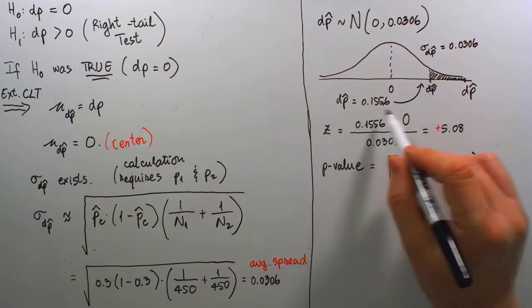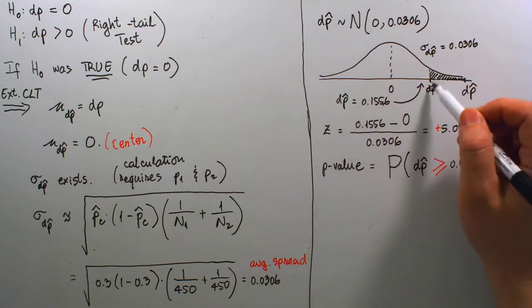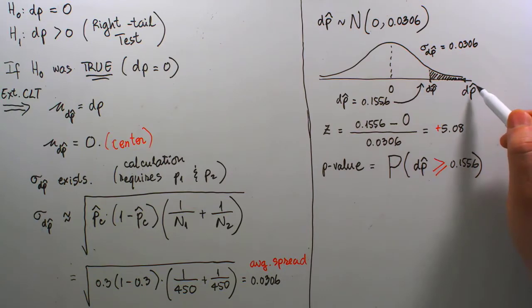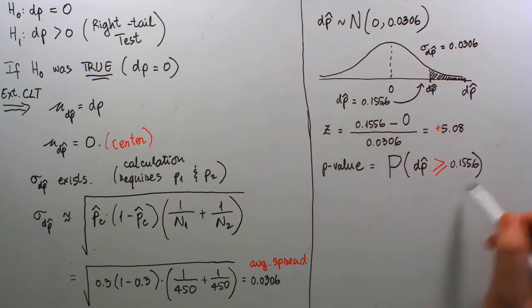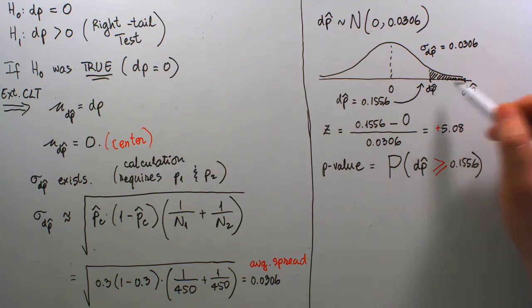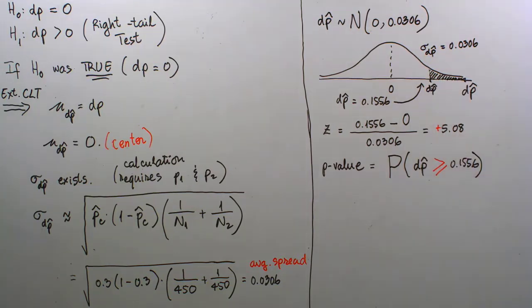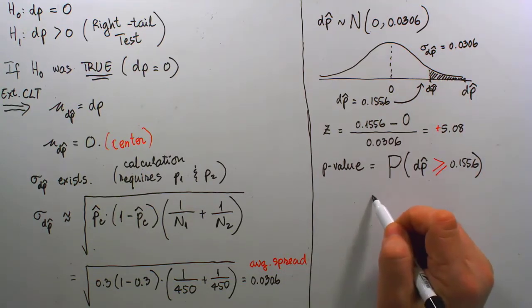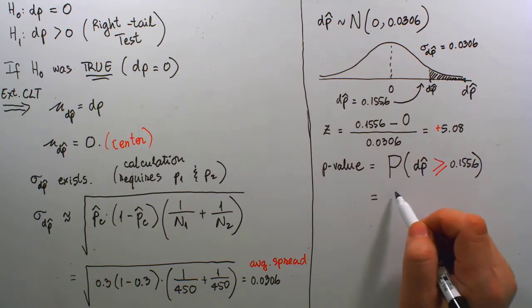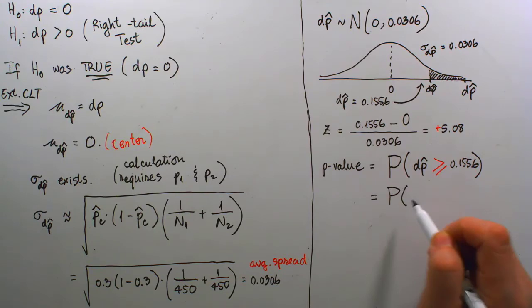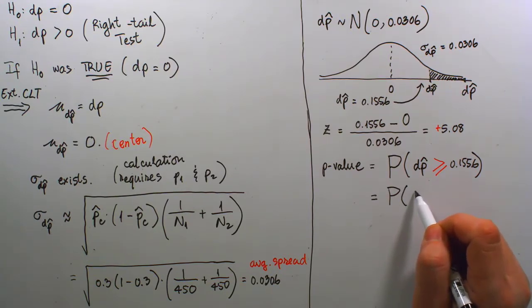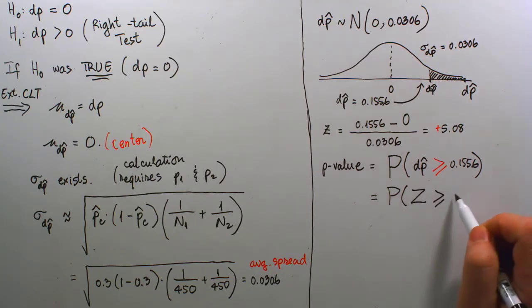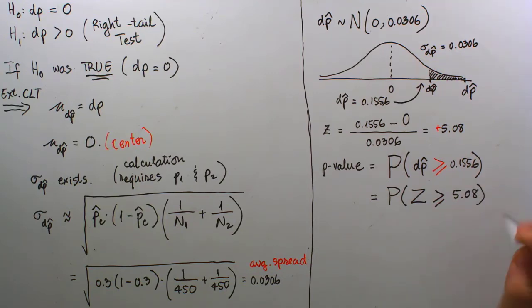So our dp hat is known to be to the right-hand side of 0, but it can be anywhere on this right-hand side of the bell curve center. This probability is the shaded area in black here, shaded to the right-hand side of our particular dp hat value. Calculating this probability, or this area on the bell curve, is just the same as getting the probability on the standard normal distribution bell curve where we found a z-score greater than or equal to positive 5.08. And that again was the whole point of calculating the z-score for any of our samples.